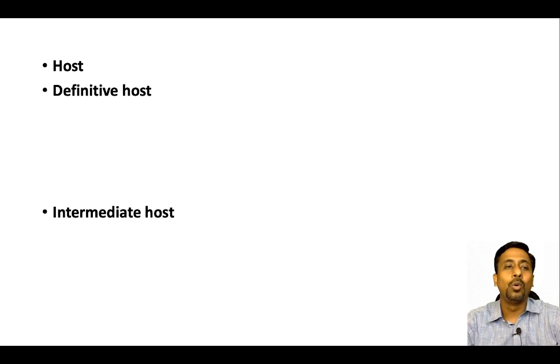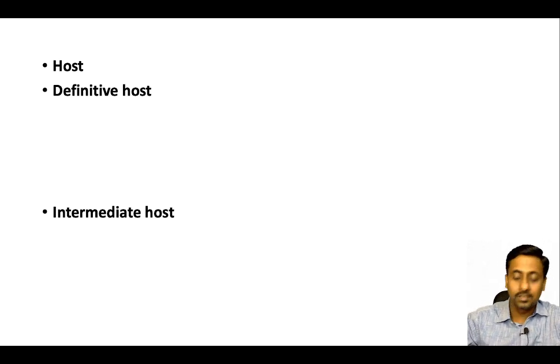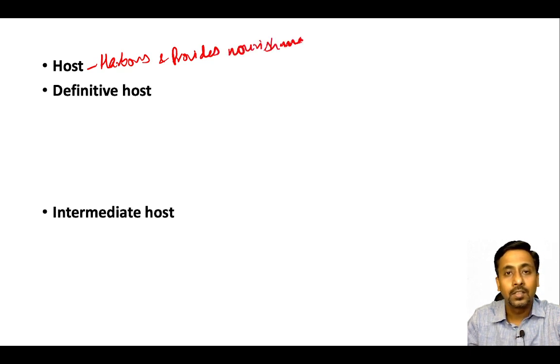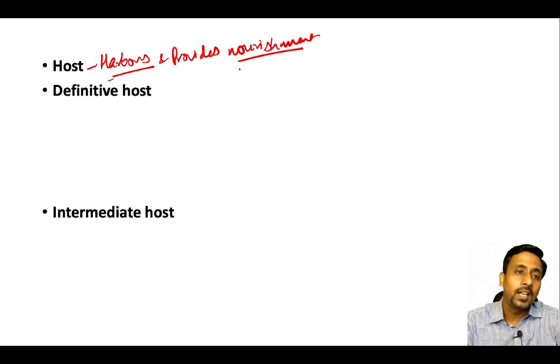So first of all, what is a host? A host is an organism which harbors and provides nourishment to the parasite. That organism is called a host. So host is of two types, definitive host and intermediate host.